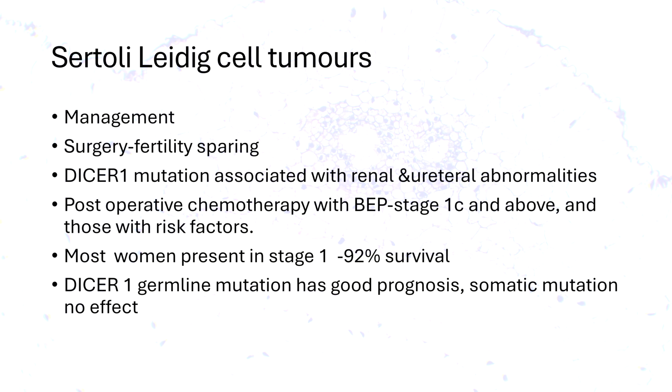In earlier stages, if there are risk factors like higher grade, heterogeneous element, or a reticular pattern in microscopy, chemotherapy may be considered. Most of the women present in stage 1 and have a good prognosis, about 92% survival. DICER1 gene germline mutation has good prognosis, whereas somatic mutation has no effect on prognosis.